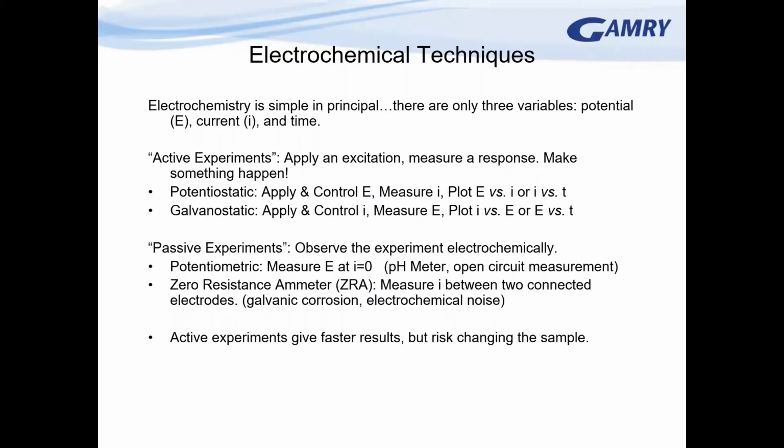Passive experiments just observe a corroding system, which could involve measuring the potential, as in open circuit potential measurements, or for instance a pH meter, or monitoring the current flow in the case of galvanic corrosion or electrochemical noise type measurements, where we use a zero resistance ammeter experiment. Active experiments in general are faster, but risk changing the sample.